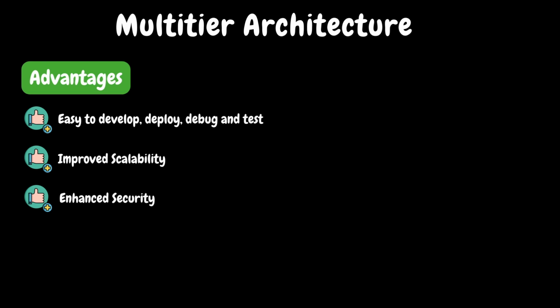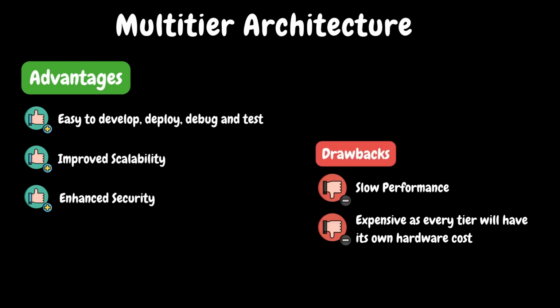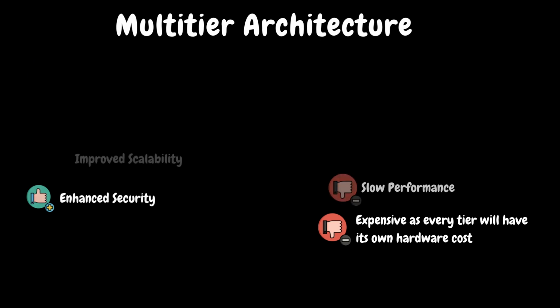Now let's look at their disadvantages. A large number of tiers means more networks and devices associated with the system. This may cause slow performance of the application, particularly if the network bandwidth and hardware specifications aren't high enough. It is expensive as we will have multiple tiers in the architecture and each tier will have its own hardware cost. Now let's look at microservices architecture pattern.